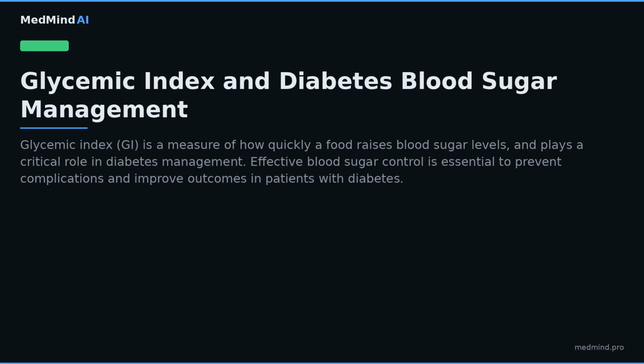Glycemic index and diabetes blood sugar management. Glycemic index, GI, is a measure of how quickly a food raises blood sugar levels and plays a critical role in diabetes management. Effective blood sugar control is essential to prevent complications and improve outcomes in patients with diabetes.